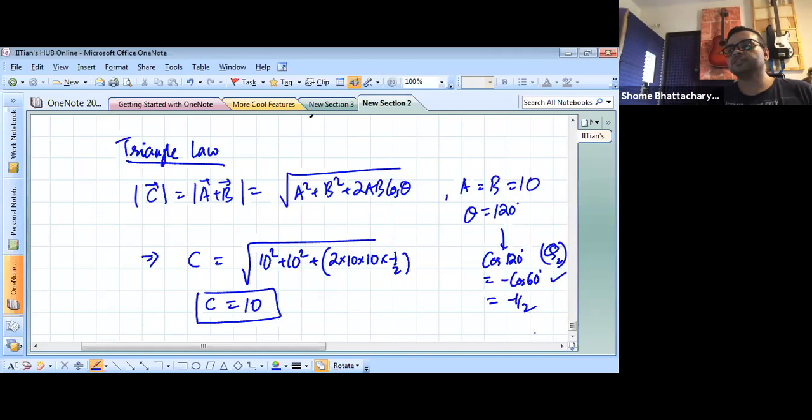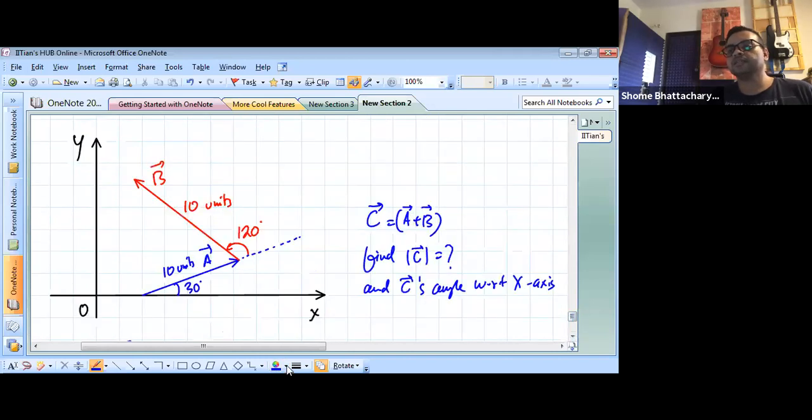Or magnitude of the vector C is 10. So here if I go back to the diagram, I'll realize that vector C here looks like this, such that C's magnitude is also 10. So that means this is an equilateral triangle.